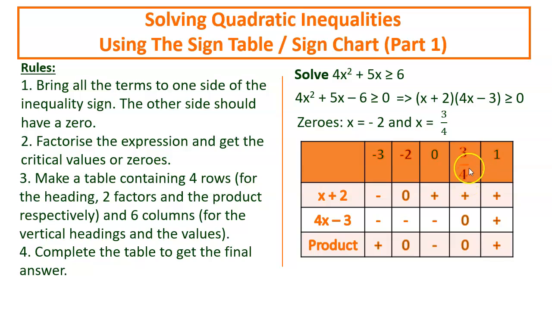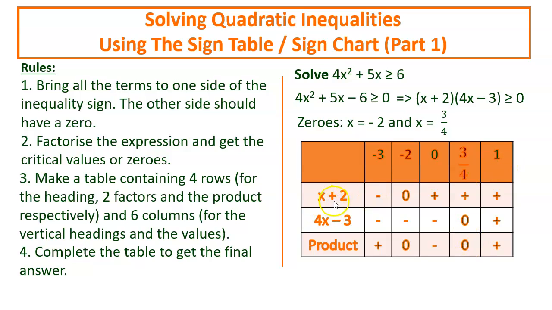Next comes 3 over 4. 4x minus 3 will be obviously 0 when x equals 3 over 4. And x plus 2, 3 over 4 plus 2, we are not interested in getting the actual value. 3 over 4 is a positive number, 2 is a positive number. When added, the sum total will be a positive number. A positive number multiplied with a 0 gives us 0 as the product.